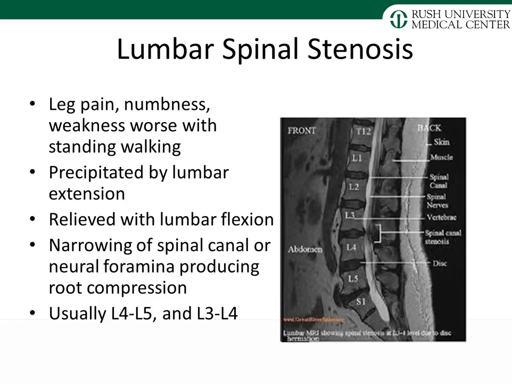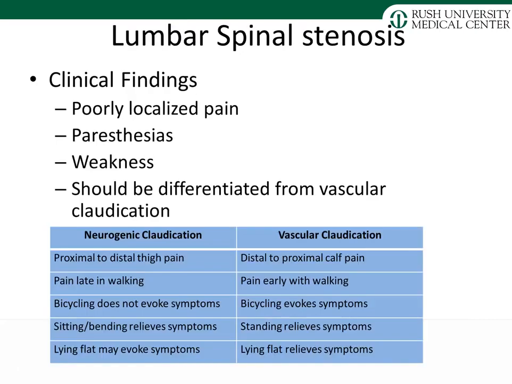So what it is, is that you have narrowing of the spinal canal, and this occurs as patients age. And the narrowing can also affect the neuroforamina, and this can cause nerve root compression. So typically this occurs at L4-5 and L3-4. So again, mid to lower lumbar spine.